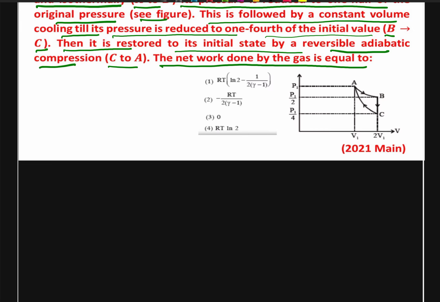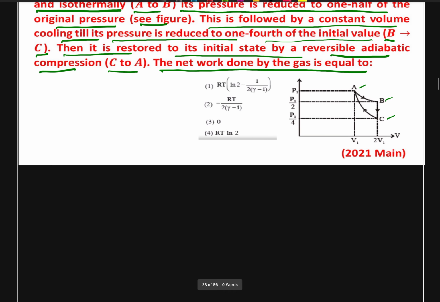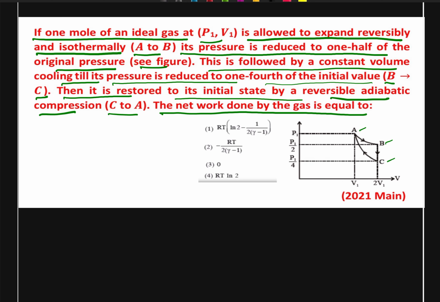So the basic PV diagram is given to us. We start from A to B, then B to C, and again C to A, and various values of pressure as well as volumes are given to us. Okay, so our A to B is isothermal. So we start from there.